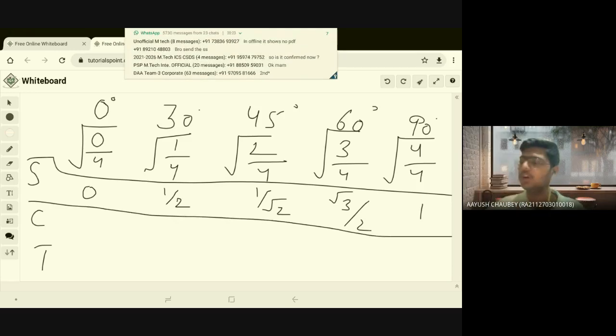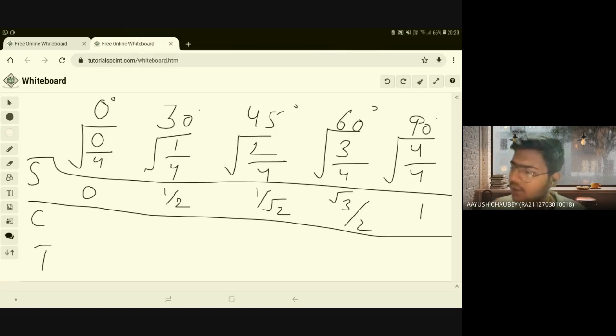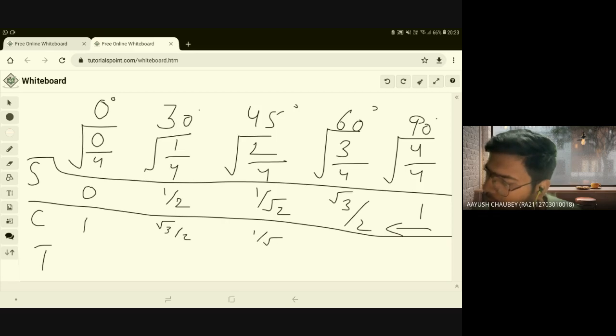To find cos, just write in the reverse order, going from the other side this time. So 1, root 3 by 2, 1 by root 2, then 1 by 2, and then 0.